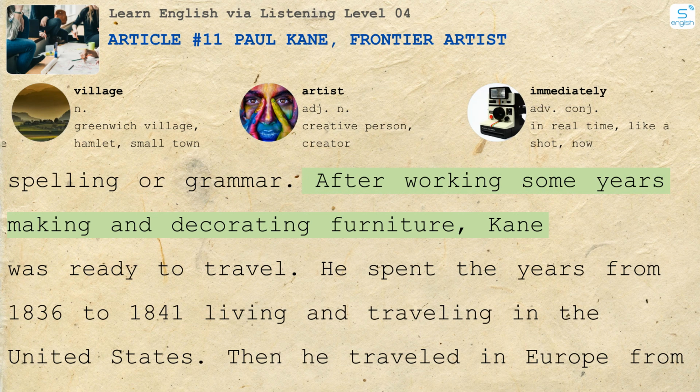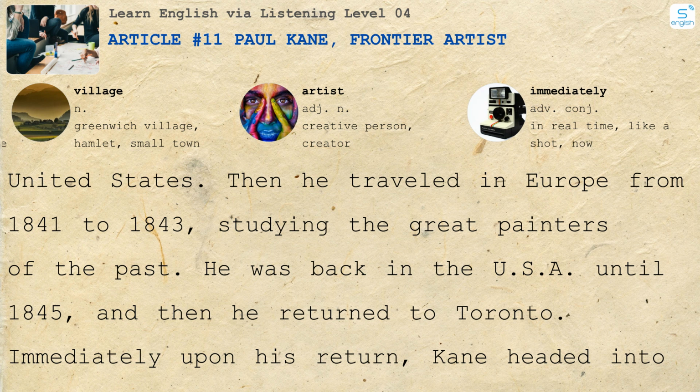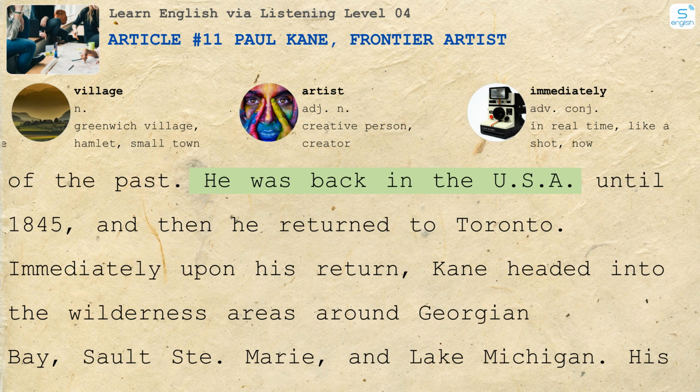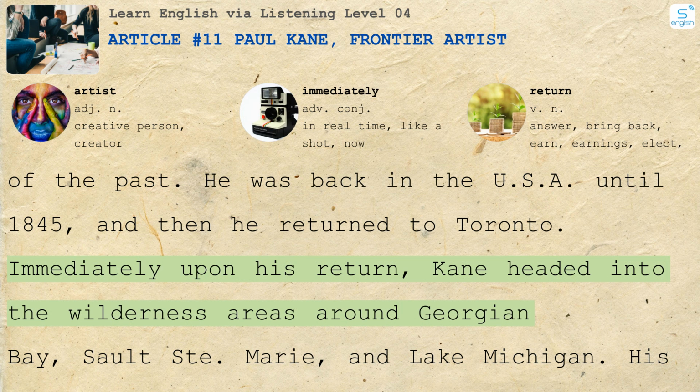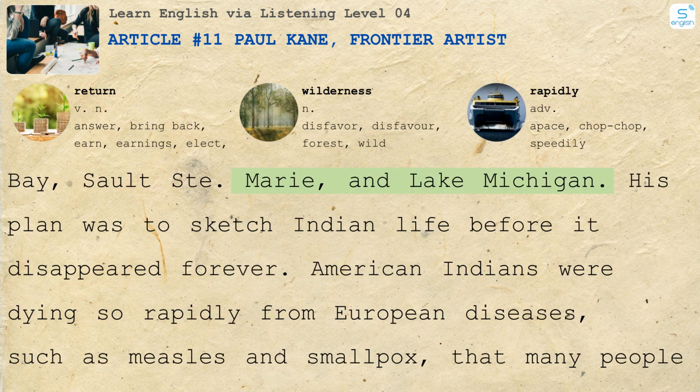After working some years making and decorating furniture, Kane was ready to travel. He spent the years from 1836 to 1841 living and traveling in the United States. Then he traveled in Europe from 1841 to 1843, studying the great painters of the past. He was back in the USA until 1845, and then he returned to Toronto. Immediately upon his return, Kane headed into the wilderness areas around Georgian Bay, Sault Ste. Marie, and Lake Michigan. His plan was to sketch Indian life before it disappeared forever.